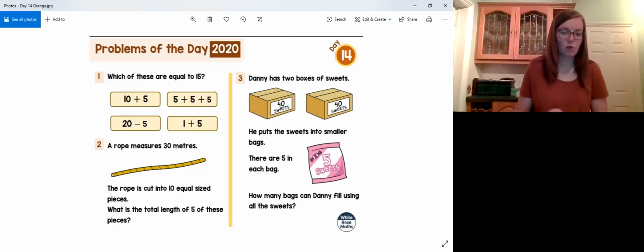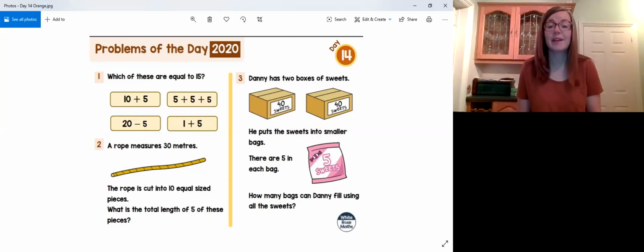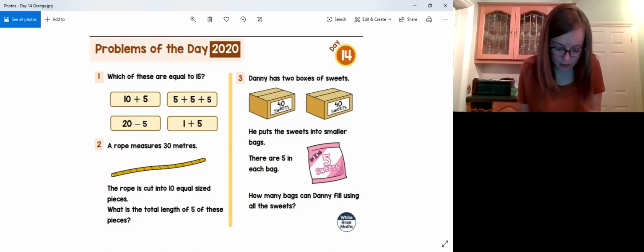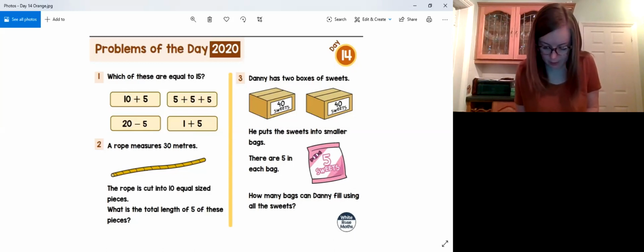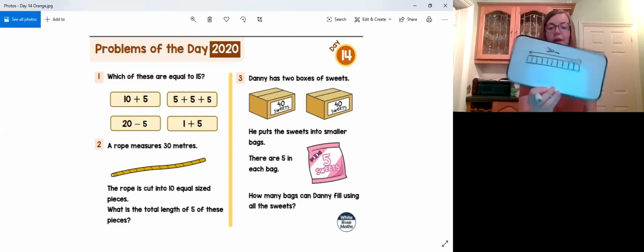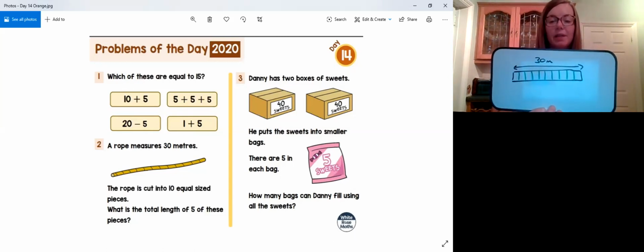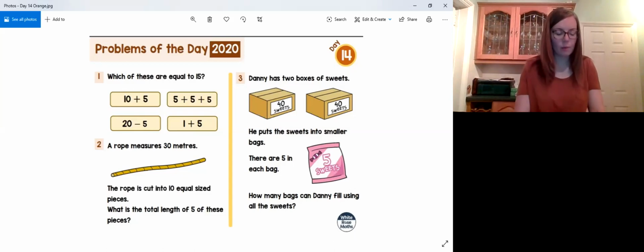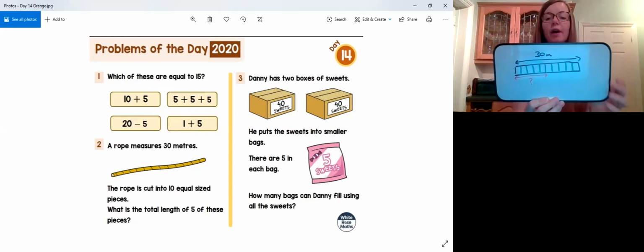Well, let's show it first of all. Really important word in there is that it's 10 equal size pieces. And we know, don't we, that that means they are all the same size. So we have 1, 2, 3, 4, 5, 6, 7, 8, 9, 10. So I have now cut my rope into 10 equal pieces. And I want to know what the length of 5 of those are. 1, 2, 3, 4, 5. So I want to know the length of 5 of them.